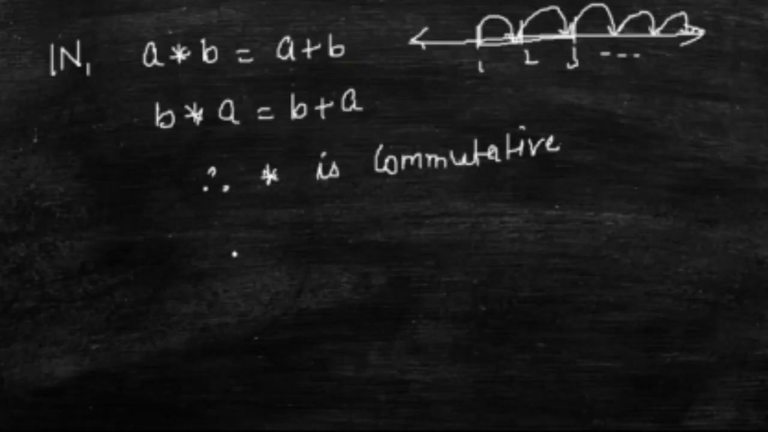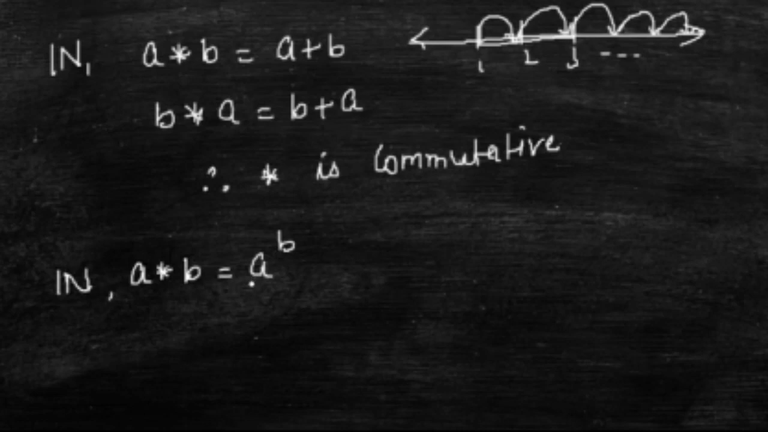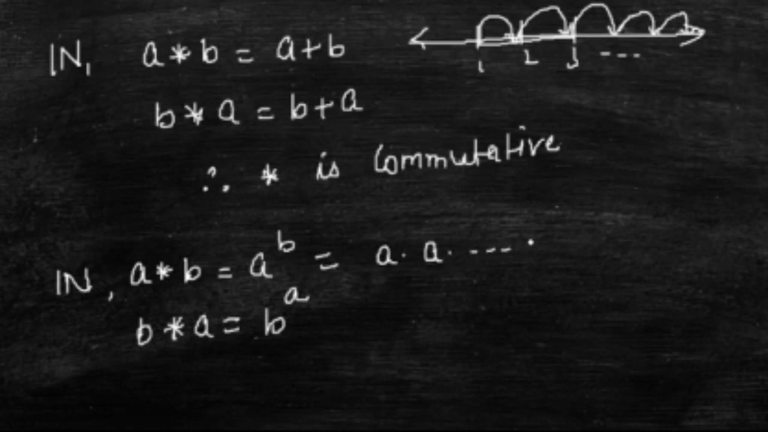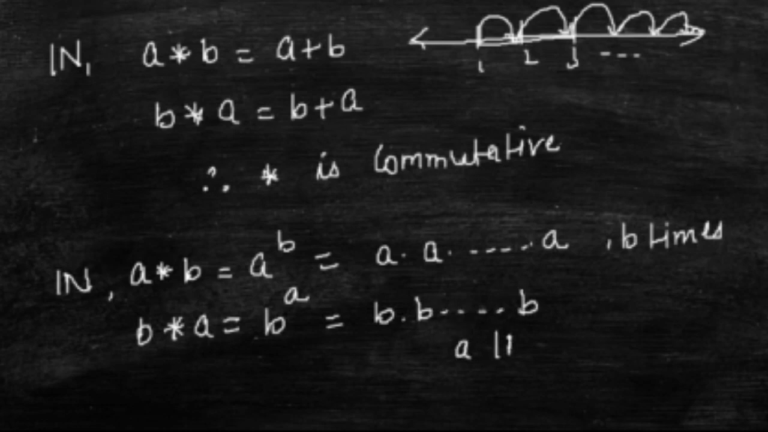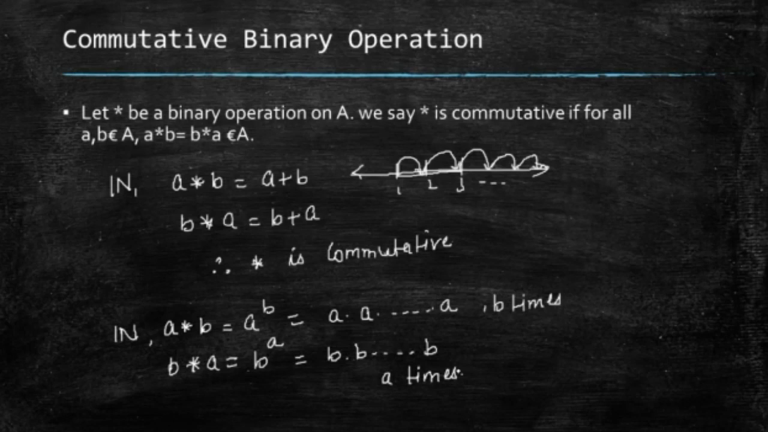जो हमने अभी last example किया था on the set of naturals, a star b equal to a raised to the power b. तो अगर इसको मुझे चेक करना है whether it's commutative or not, तो मैं b star a निकालूंगी which is b raised to the power a. And in general if you are finding out a raised to the power b, it is a multiplied by itself b times, right? And b raised to the power a is b multiplied by itself a times. So they are not equal, and hence वो operation associative भी नहीं था और commutative भी नहीं था.